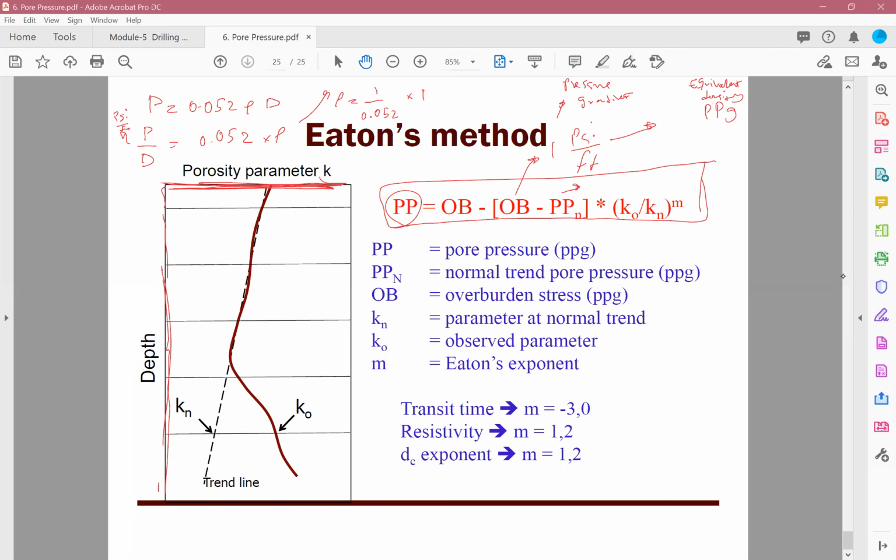Then you have the normal pore pressure gradient. Depending on where you are, the pore pressure gradient is 0.433 or 0.465 psi per foot.